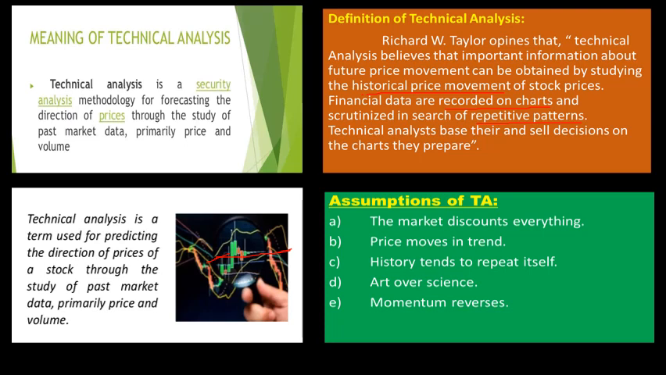And momentum reverses; the trend is going to reverse again. That is the assumption, which means history is going to repeat again. Momentum reverses: bull trend, uptrend, bad trend, again bull trend, bad trend. That is called momentum reversal. So these are the assumptions of technical analysis.